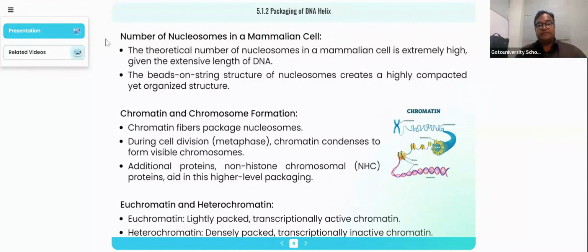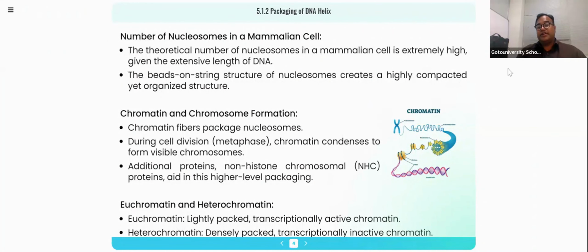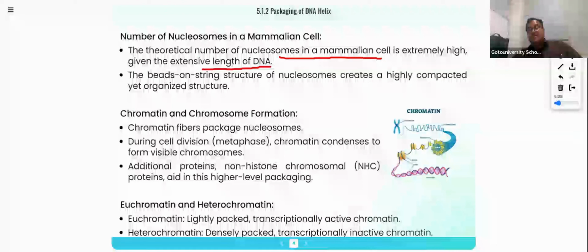In the packing of the DNA, what we need to understand is the theoretical number of nucleosomes in the mammalian cell is extremely high, given the extensive length of the DNA. And the second thing is, during metaphase, the chromatin condenses to form the chromosome. These are the things we discussed.